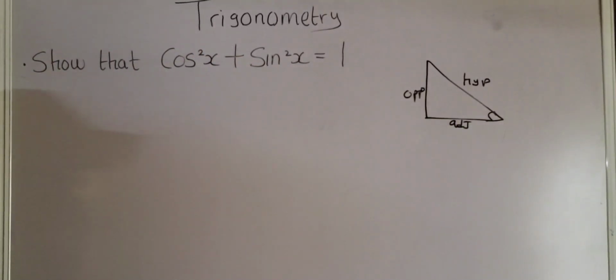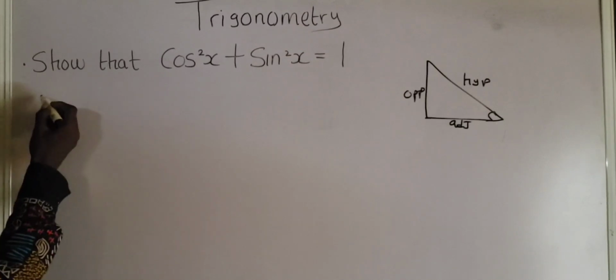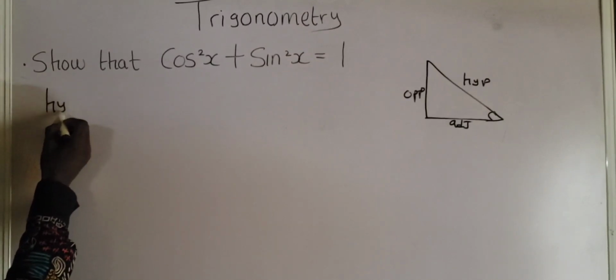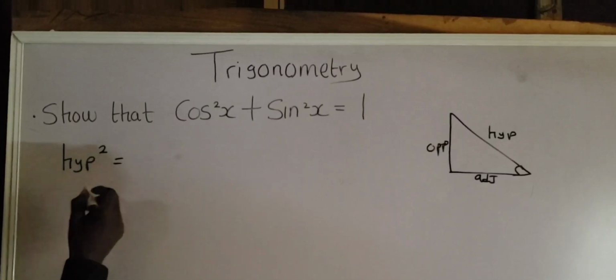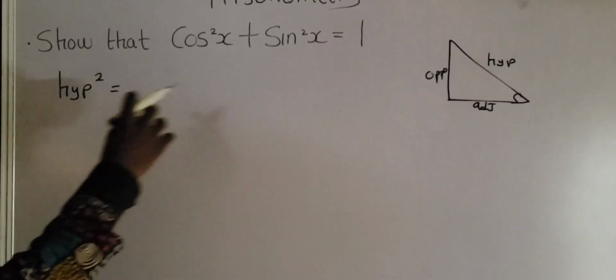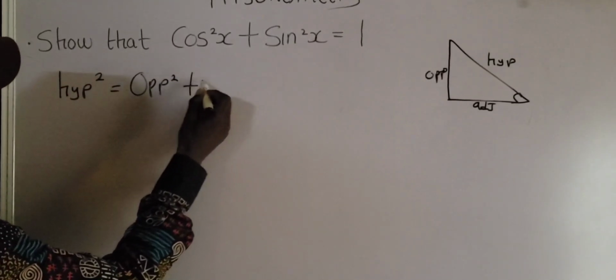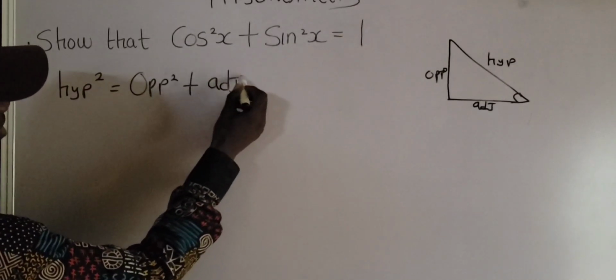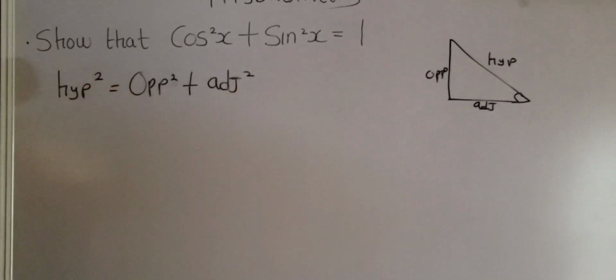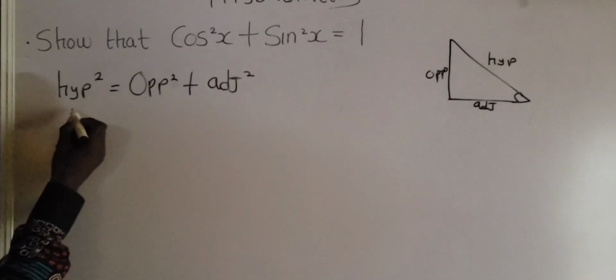We all know that from Pythagoras theorem, the hypotenuse square, which is the square of the longest side, is equal to the sum of the squares of the other two sides. That is the opposite squared plus the adjacent squared. Now the first step is that we are going to divide both sides by hypotenuse squared.